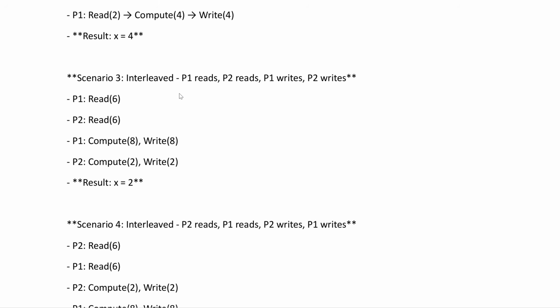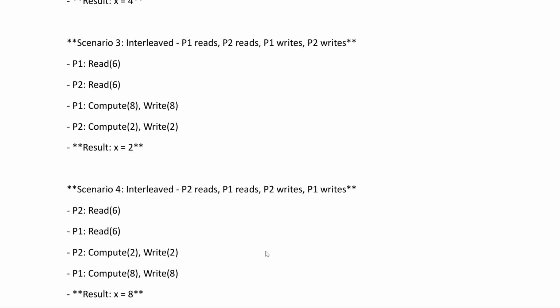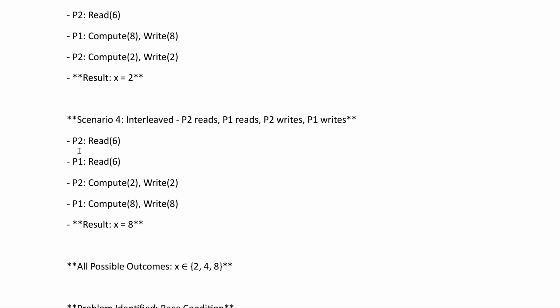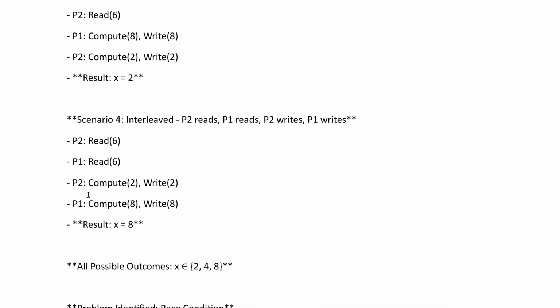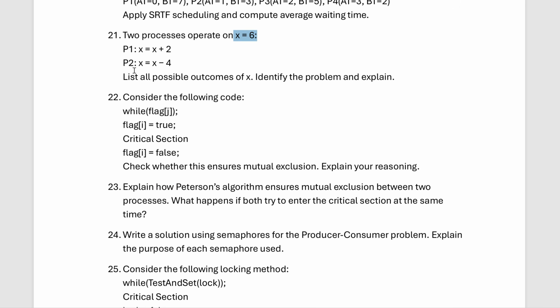Now, in scenario 3, P1 was first reading. But in scenario 4, P2 is first reading, then P1 reading, and then P2 writing, and then P1 writing. As you can see, in scenario 3, P1 was writing first and then P2 was writing. But in scenario 4, P2 is writing first and then P1 is writing. Right? So both P2 and P1 will read the value of x as 6. P2 will compute 6 minus 4 is 2. So 2 is written.